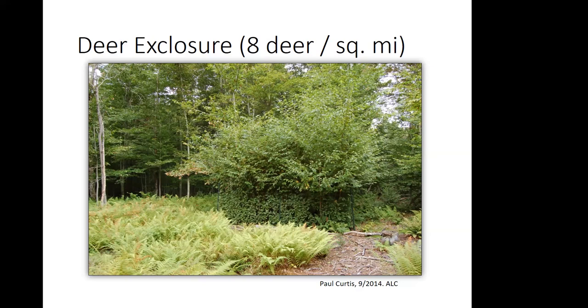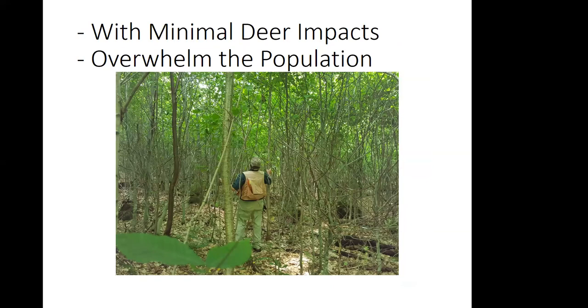In the absence of protection, you get ferns back. Now, at 8 deer per square mile, that's very few deer, but if there's nothing else for the deer to eat, and if you give them a small opening, it's going to concentrate the deer in that small opening, and they're going to have a profound impact.